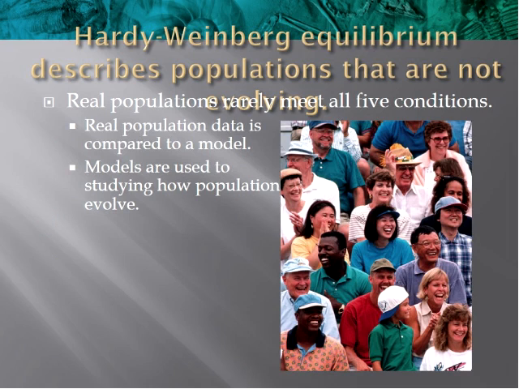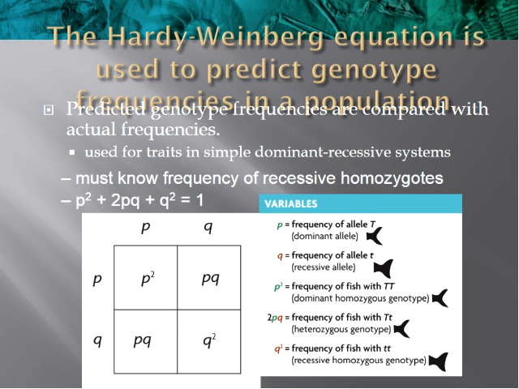The issue is that this almost never happens. Real populations rarely meet all five conditions, so we have to look and see how those populations evolve. I'll be talking about not just humans, but I will also be talking about animals.